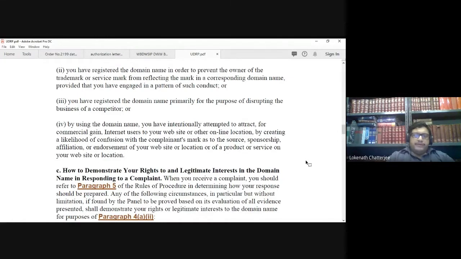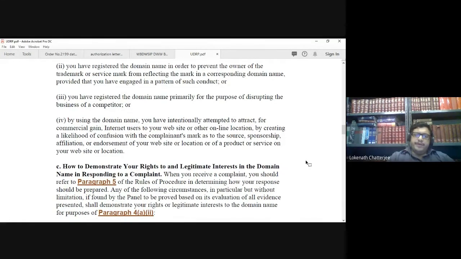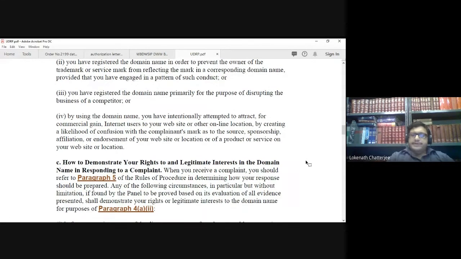Now 3 talks of disrupting the business, basically acting as a competition. Now 4 talks of attracting users to the website for making commercial gain, and then creating a confusion, maybe encashing the goodwill which is built by the original entity. You can read, it's there on the screen.